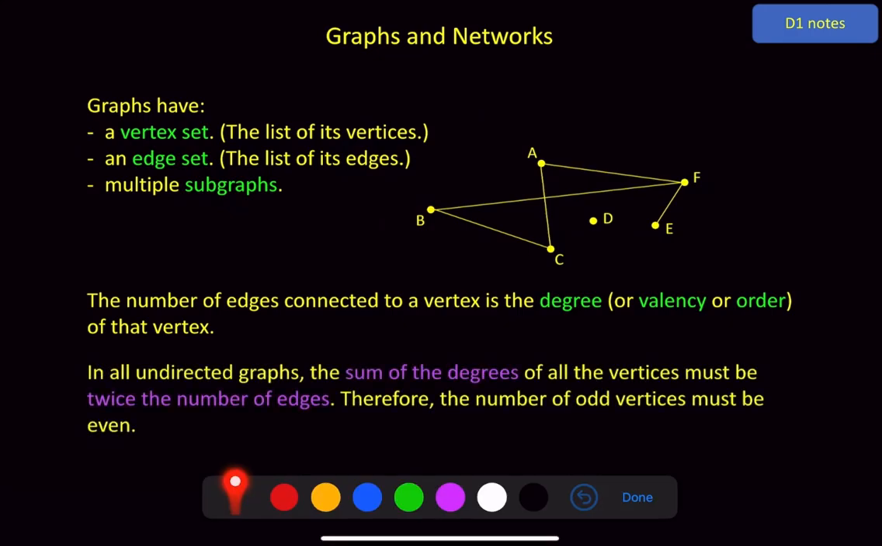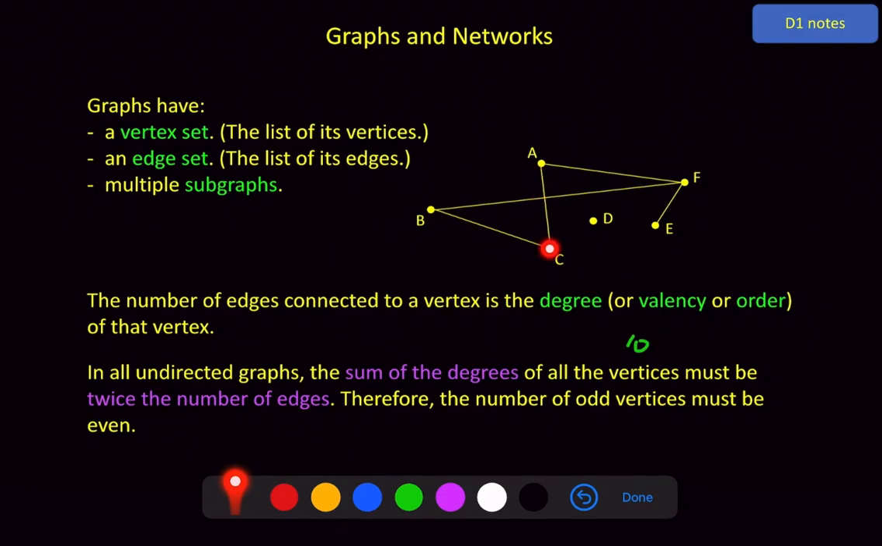In all undirected graphs, if you add together the degrees of all the vertices, we've got 2 here, 2 here, 2 here, that's 6, and then 7, 8, 9, 10. So the sum of all the degrees in this graph is 10. Now that must be equal to twice the number of edges. That means we've got 5 edges: 1, 2, 3, 4, 5. That's because every edge obviously has a start and a finish.